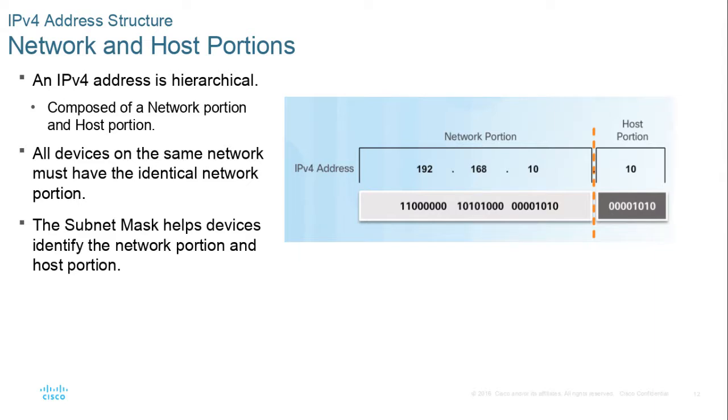To tell us how many of these binary bits are the network part and how many bits are the host part, we use the subnet mask. I don't like the term subnet mask. I think it's the network ruler or the network yardstick. It's going to tell us, for example, the subnet mask 255.255.255.0 tells us the first 24 bits are the network portion, and the remaining 8 bits, the zeros, represent the host portion of that address.